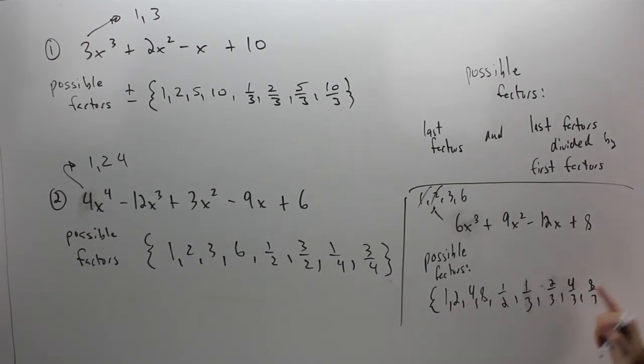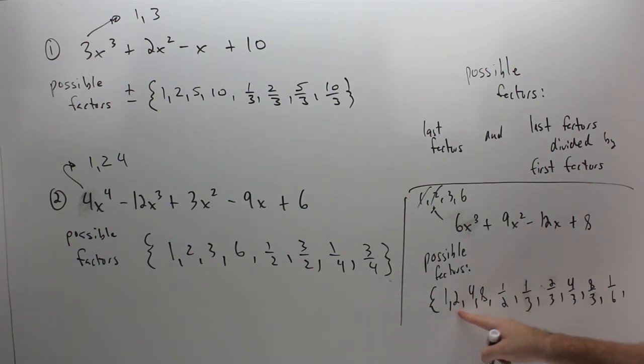That one yielded us a lot of factors. Then we have 6. So that gives us 1 divided by 6. 2 divided by 6 is 1 over 3. We already have it. 4 divided by 6 is 2 over 3. We already have it. 8 divided by 6 is 4 over 3, and we got that one. I feel like I said something wrong there. But 1 over 6 was the only one that we had to worry about there.